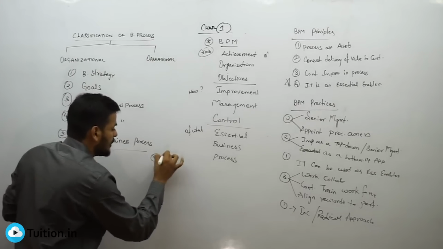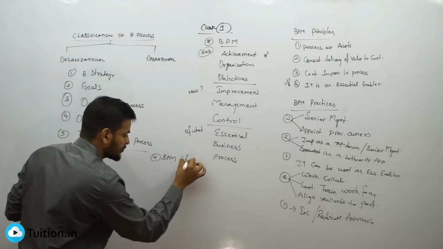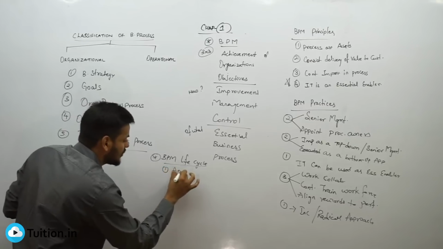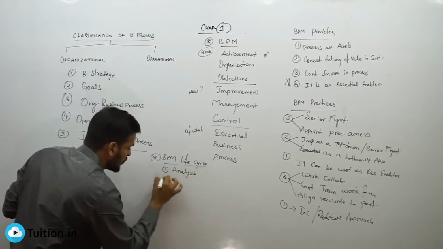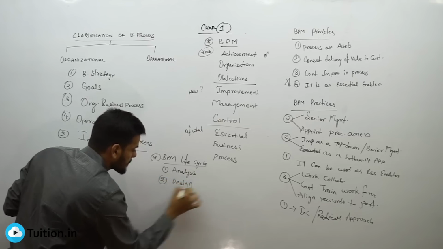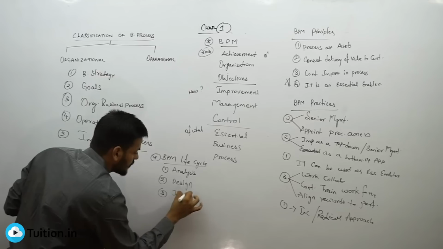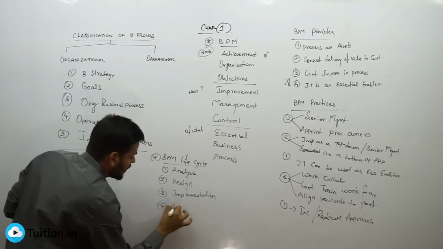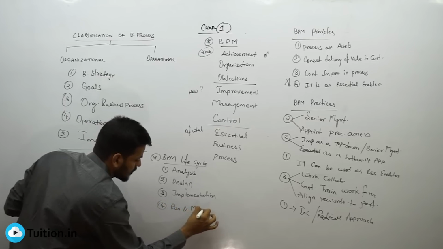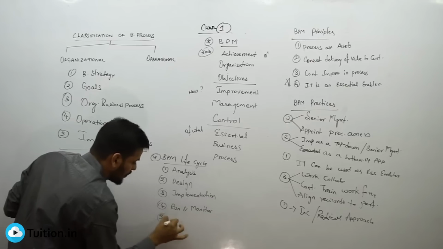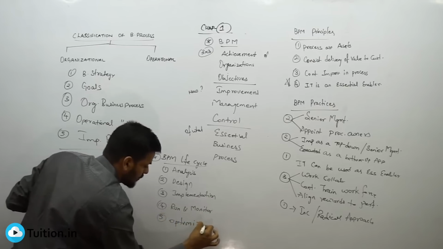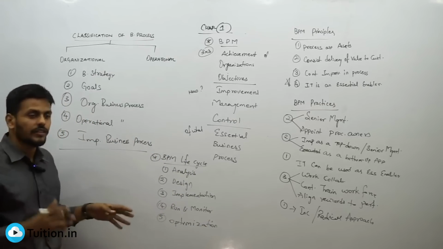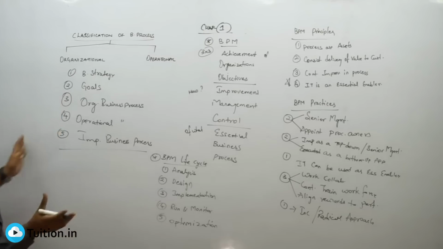I'm going to call it the BPM life cycle. What are the 5 stages in the BPM life cycle? The BPM life cycle talks about the analysis phase, 2 design, 3 implementation, 4 run and monitor, and 5, to make the best use of this, called optimization. So make it the best process once you implement it. It's called what? Optimization. So this is exactly what we have in terms of the entire concept of BPM.